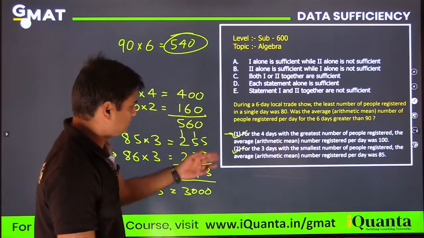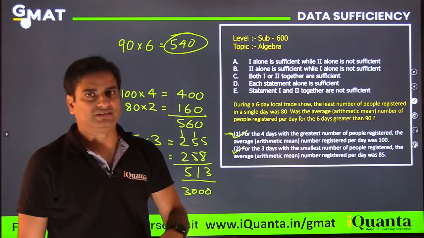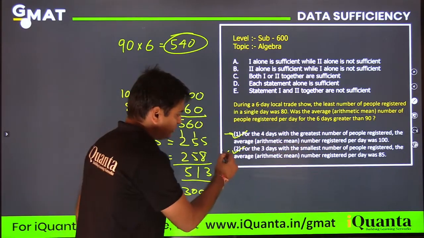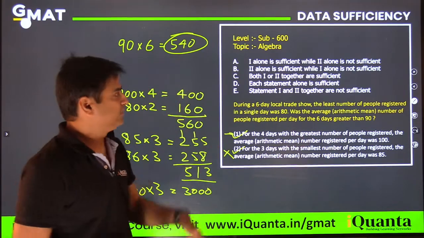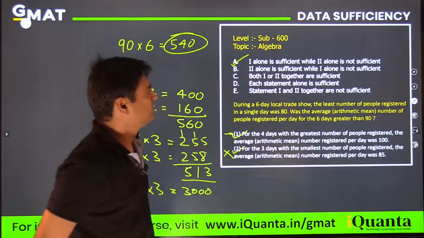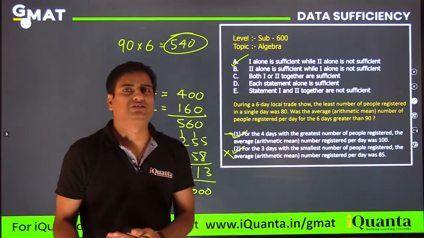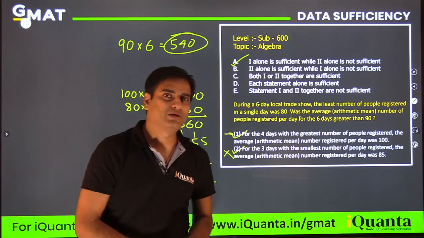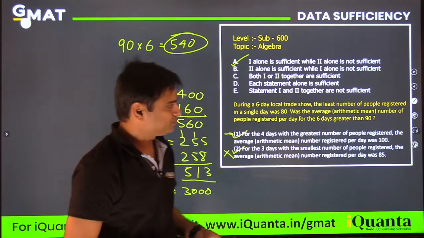Okay, that means from the second statement we are getting both answers: the average is more than 90 or the average is less than 90. So we are not getting an answer from the second statement, we are only getting the answer from the first statement. In this case your answer will be A: the first alone is sufficient to answer the question, but the second alone is not sufficient. I hope it is clear to you.